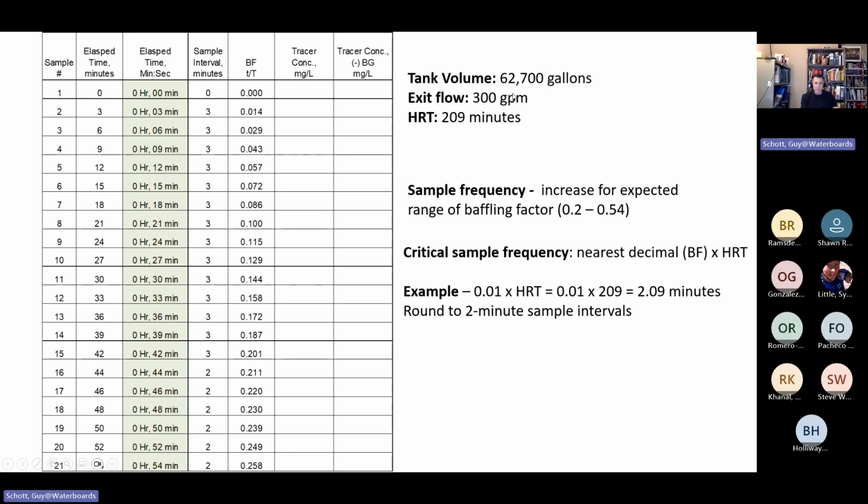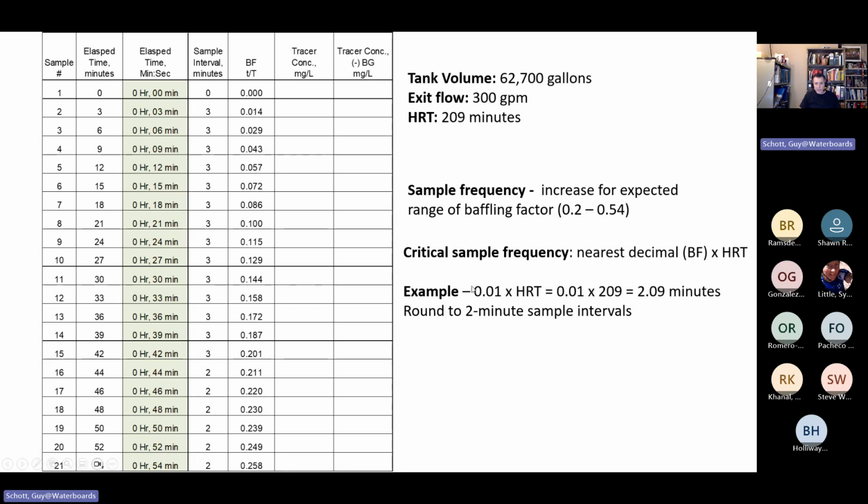Based on the tank level of 19 feet, the volume is 62,700 gallons. And using an exit flow of 300 gallons a minute, our hydraulic residence time is 209 minutes. So our sample frequency is that. I will increase the sample frequency during the range where the baffling factor might fall. I'm assuming it goes somewhere between 0.2 and 0.54.